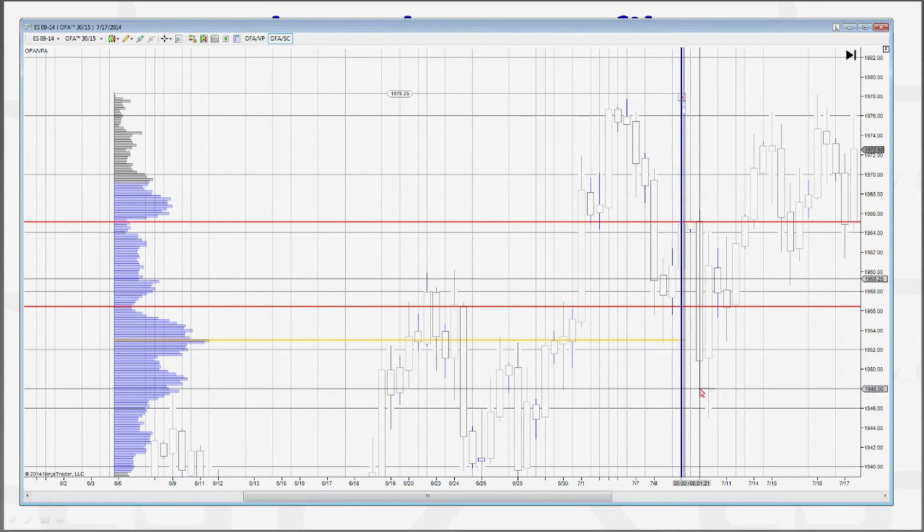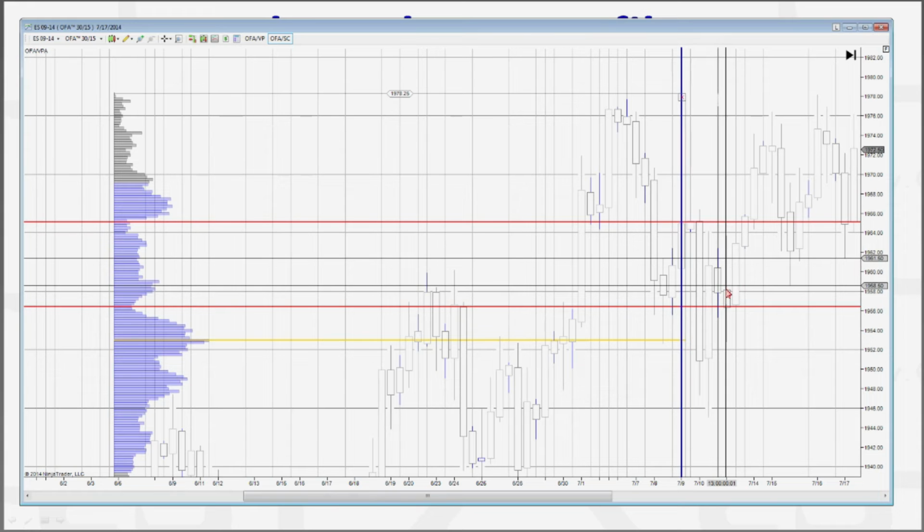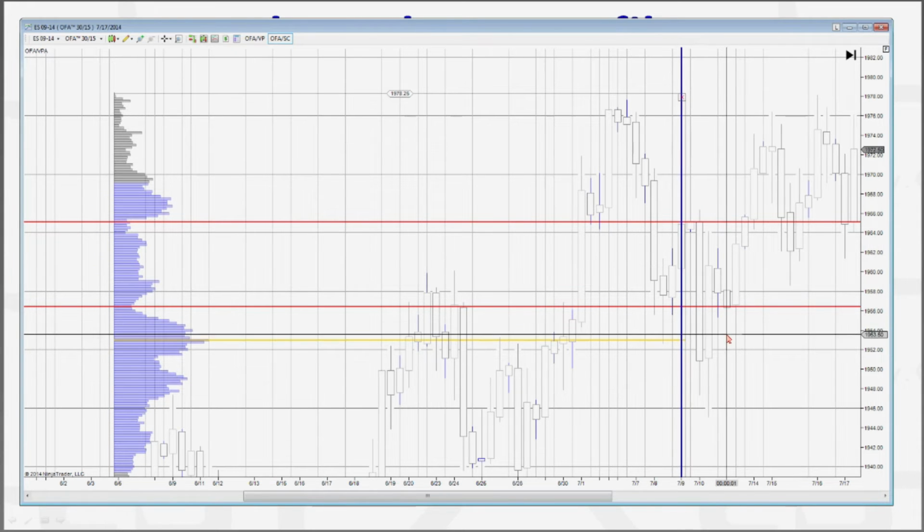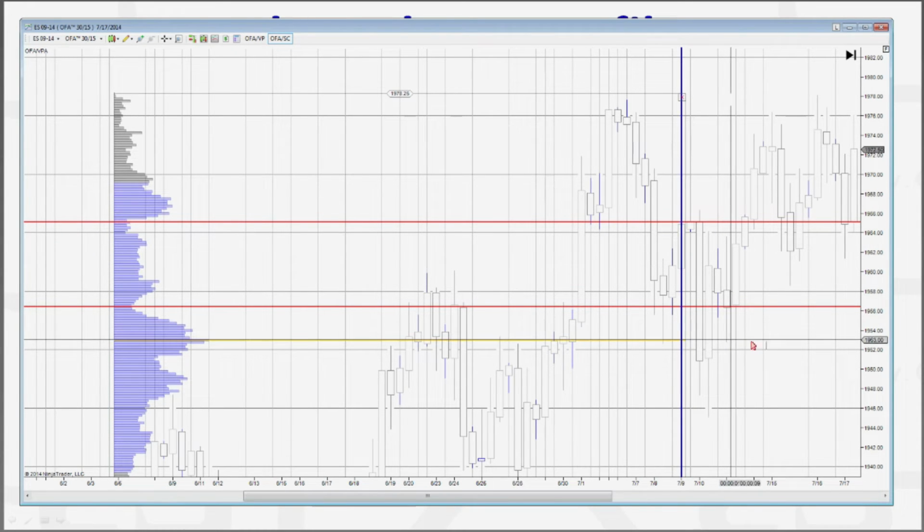Once price came through this level and came back up, remember what I told you about high volume area or volume point of control? When sellers can't get price through that area or buyers can't get price through that area, what did I tell you would happen? Likely to go very strong in the other direction, right?